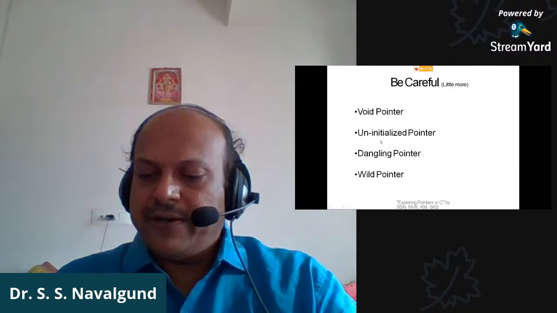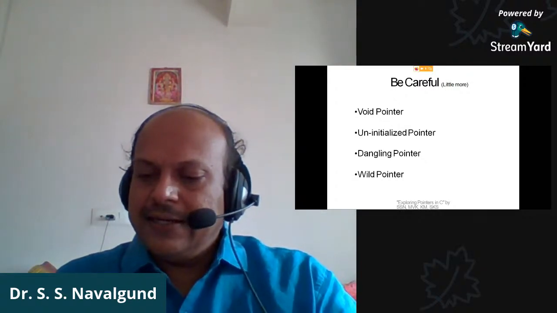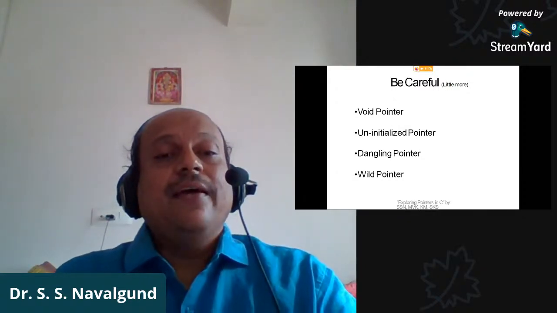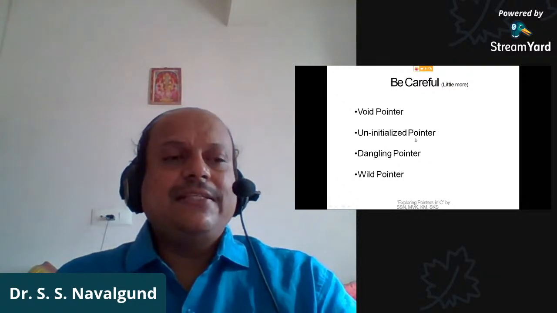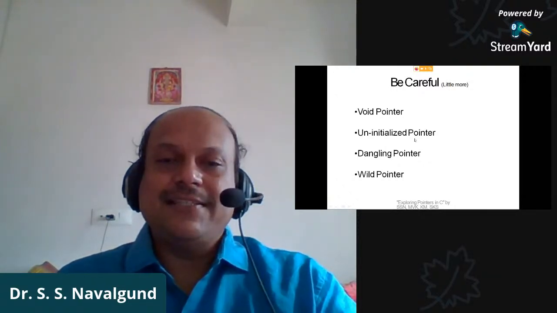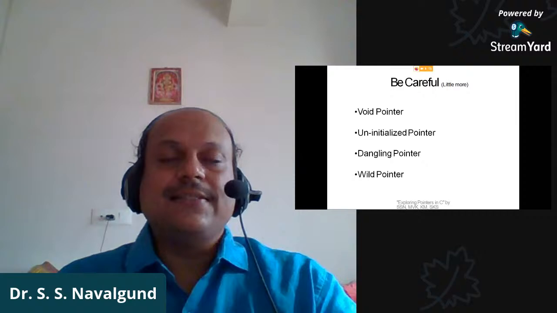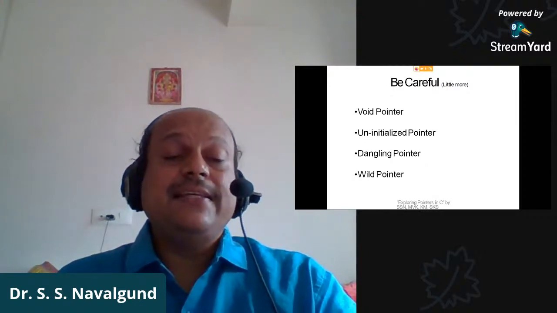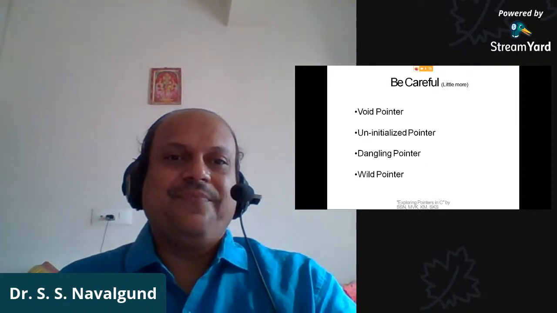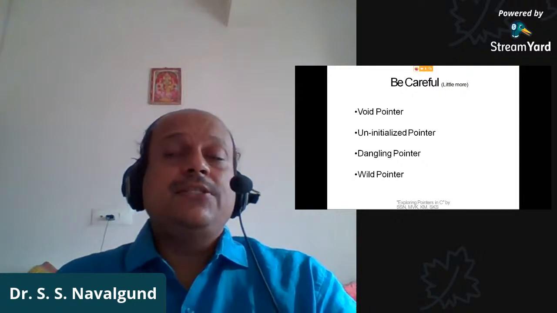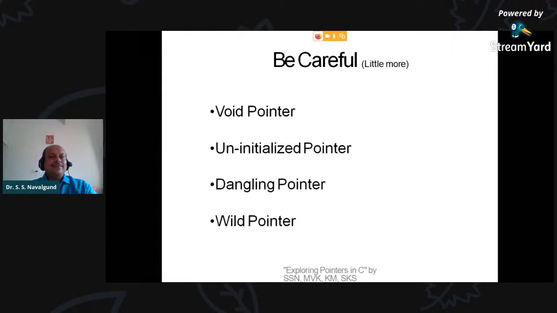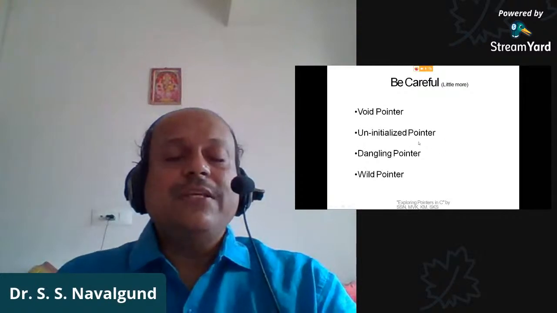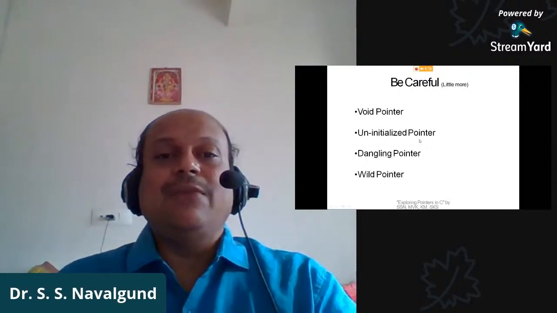Sangama also says it, declared but not assigned a value. An uninitialized pointer just means that I have declared it, but I did not initialize it. As simple as this. Int star j. That is an example of an uninitialized pointer. Now, if I say int star j is equal to null, that means that j is now pointing to null. It is initialized now. So please don't confuse an uninitialized pointer and a null pointer.